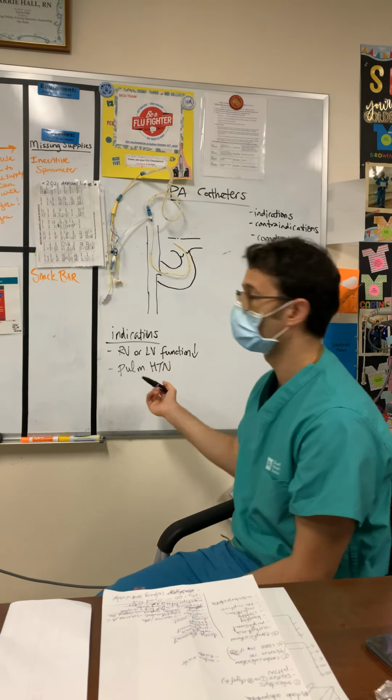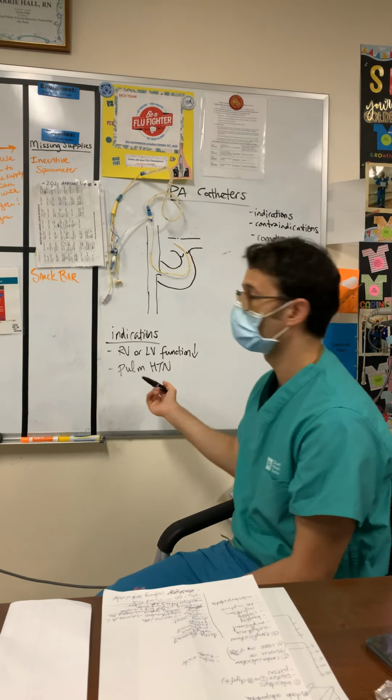What about some contraindications? Really focusing on the absolute contraindications. Who shouldn't get a PA catheter? This is a tricky one from a nursing standpoint because you're not thinking about this, but absolute contraindications are things like infection at the site.